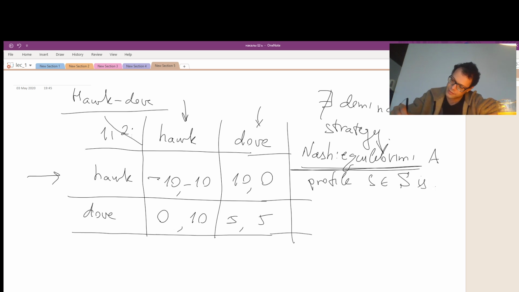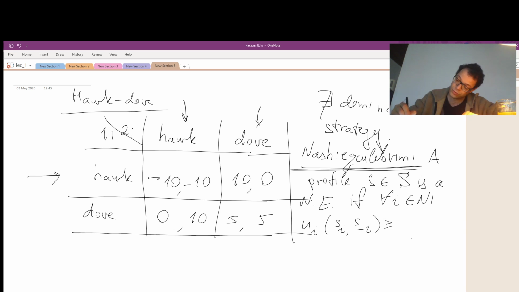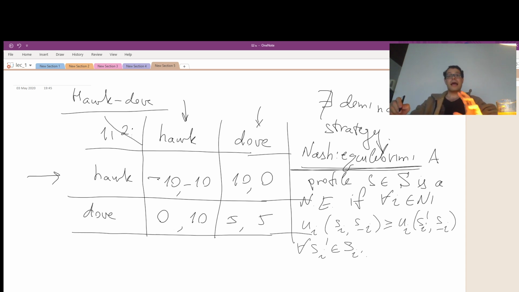So a profile S is a Nash equilibrium if for each player, what the player gets now is at least as good as what the player would have gotten if she had changed the strategy. So if u_i, the utility of player i, given her strategy and the strategy of the others, is at least as good as what would happen if the player i played some s_i prime while the others kept doing what they do, for each possible deviation s_i prime. And in this case, we do have a Nash equilibrium. Actually, we have two Nash equilibria. So let us discover those.